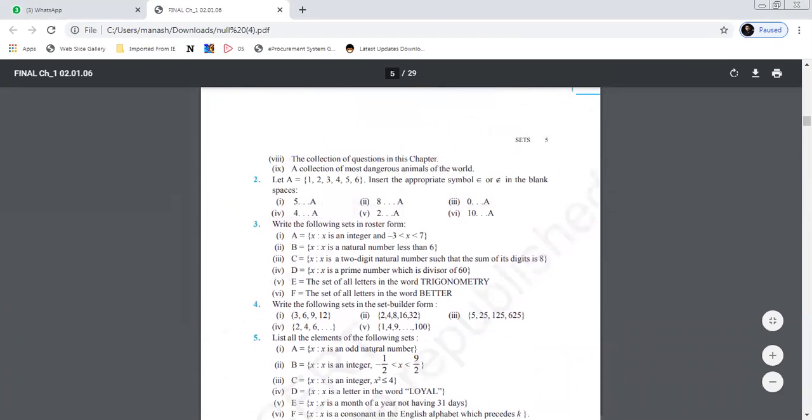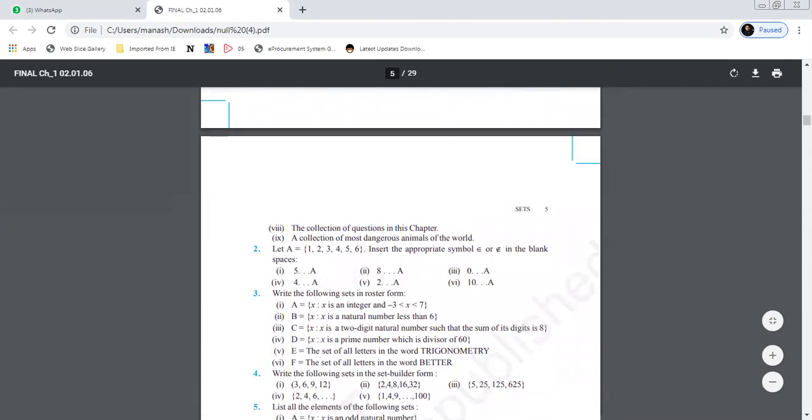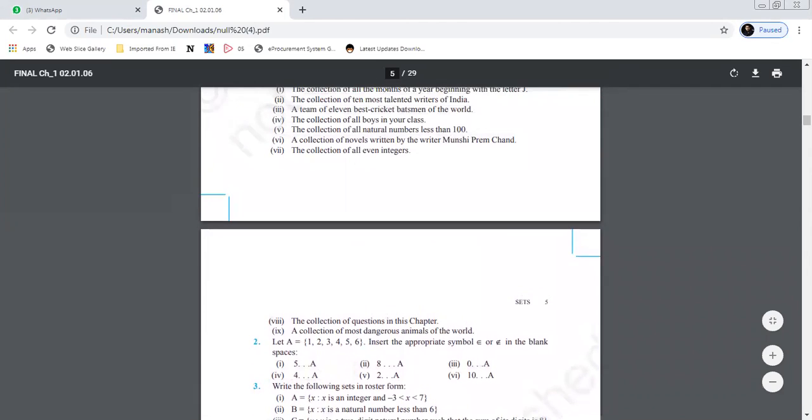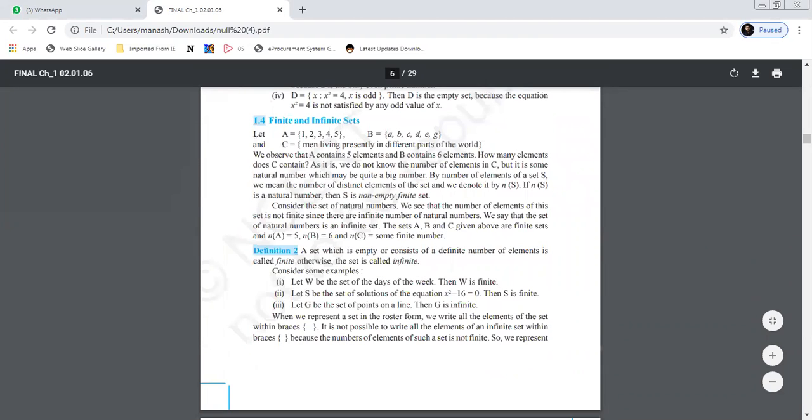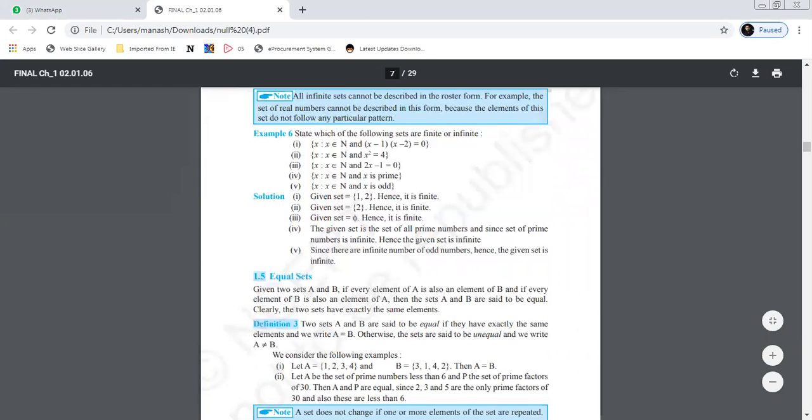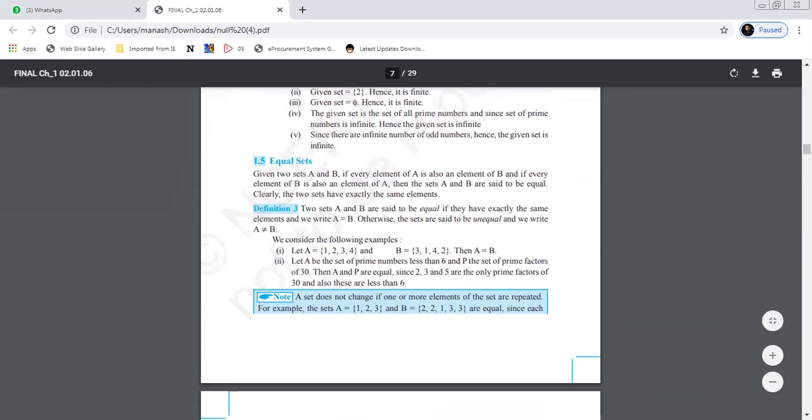Okay. See here, since I don't know what ma'am has done in the previous class, today I will take the exercise number this one. So you have to listen properly and do it. So let's start. If I ask you what is an equivalent set, can you give me the answer?